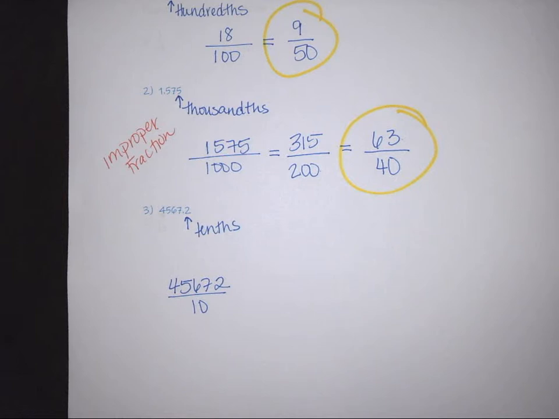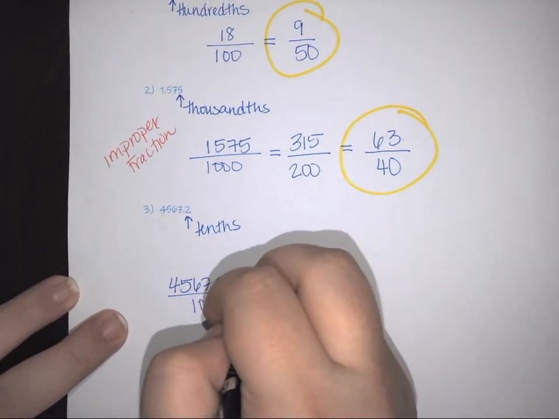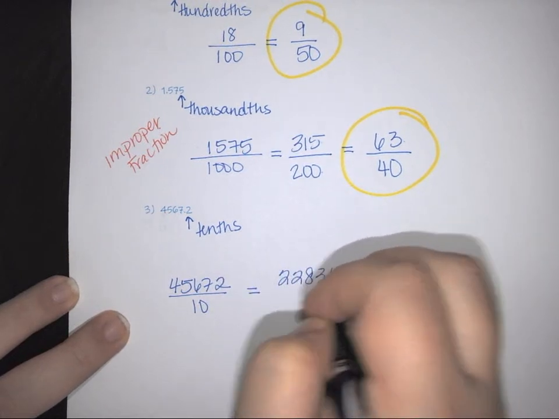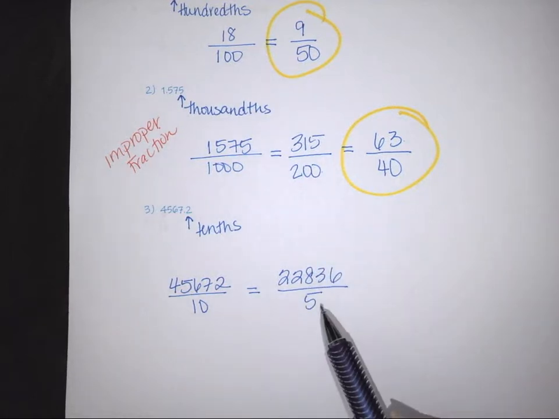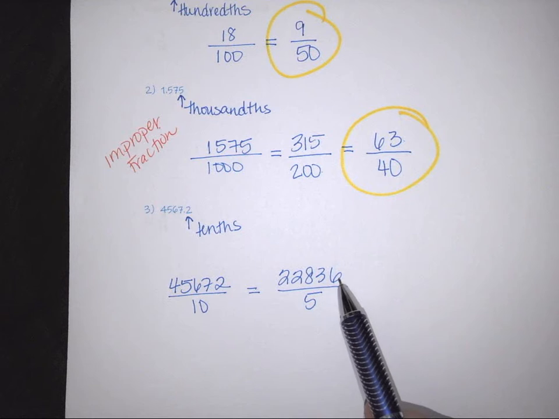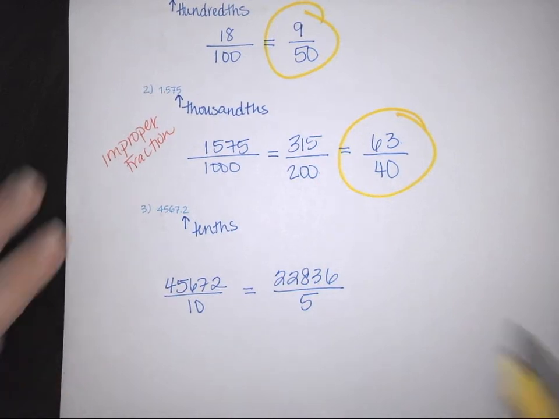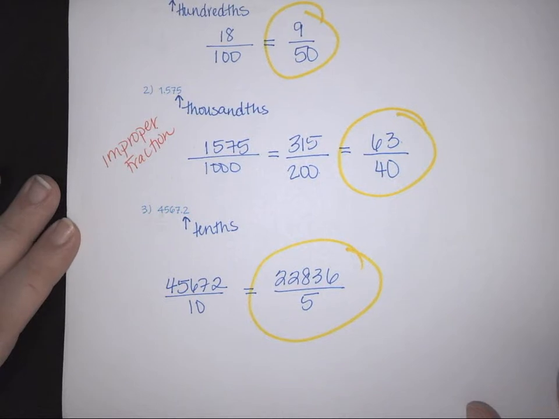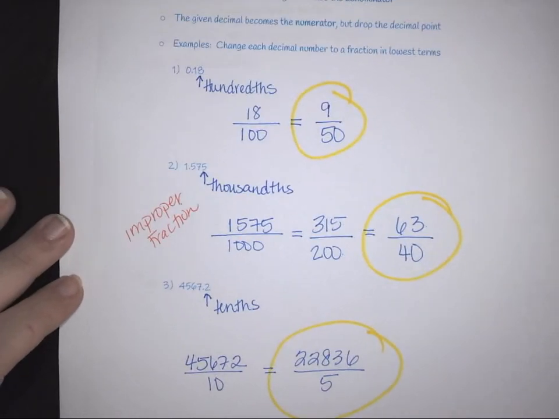And then again, just like always, you have to reduce. So here I can divide a 2 out of both top and bottom. So this is going to become 22,836 all over 5. And then the only thing that's left to do would be to determine if you can divide a 5 out, which in this case you can't. Therefore, this is my end result. So that is taking decimals into fraction form.